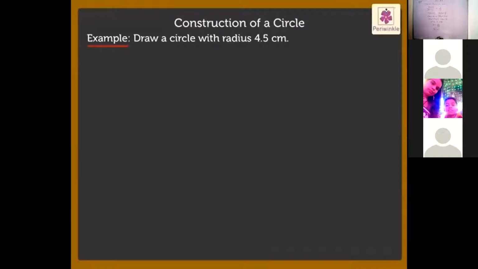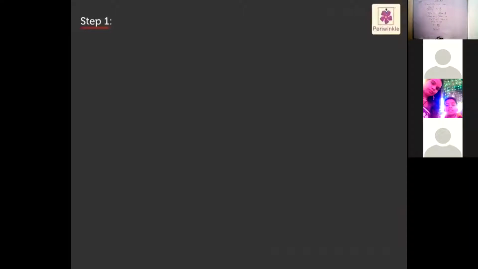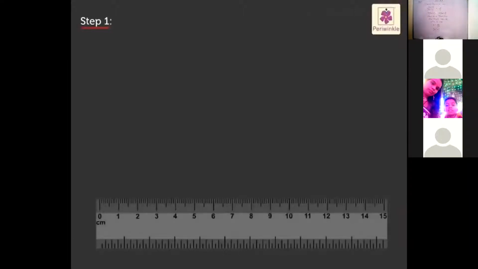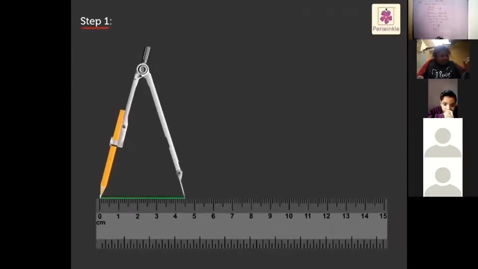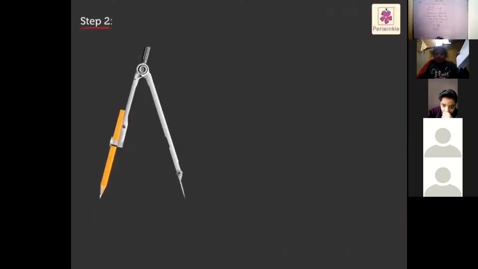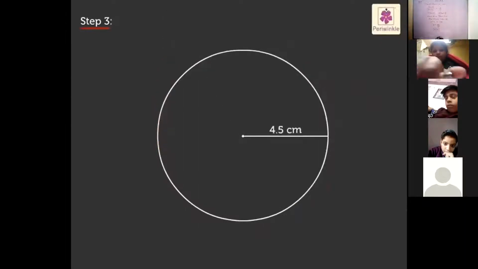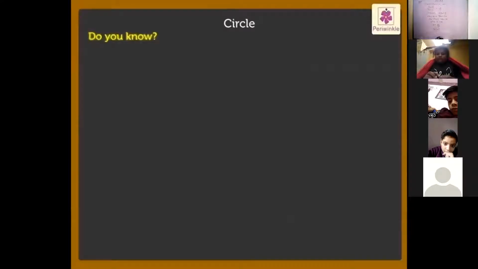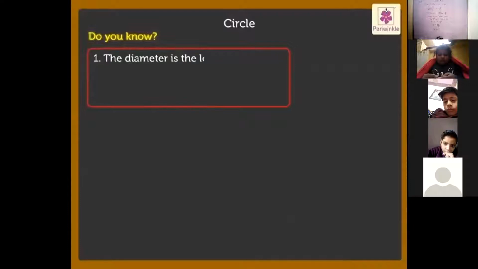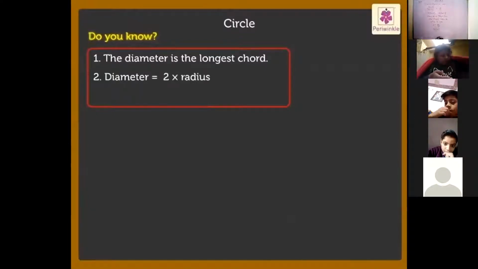Now learn how to draw a circle. To draw a circle, we use a compass. Compass has two arms, a metal arm and a pencil arm connected by a hinge. Step 1. Keep the metal point of the compass firmly on a fixed point. Step 2. Stretch the arm of the compass that holds the pencil. Step 3. Move the pencil arm around, keeping the metal arm fixed. Look, we have drawn a circle. Now, let's draw one more circle, but this time with a radius of 4.5 centimeters.